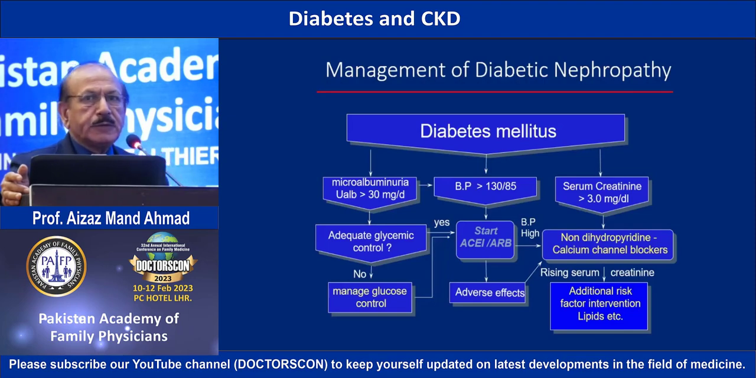So how to manage these patients with diabetes? If they have microalbuminuria, look at the glucose control. Is it adequate? If not, then manage the glucose control. If the blood pressure is high and there is proteinuria, you need to start an ACE inhibitor or an angiotensin receptor blocker. And if the creatinine is more than 3, and these ACE inhibitors and ARBs are not working, then you may have to add a non-dihydropyridine calcium channel blocker, or you have to do additional workup.